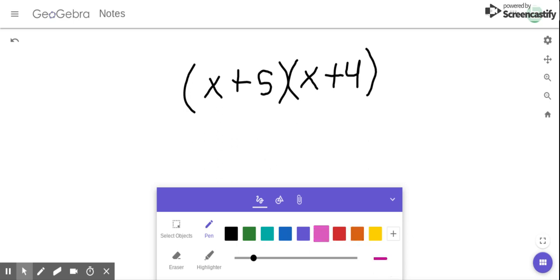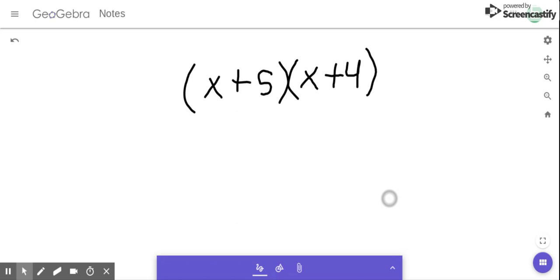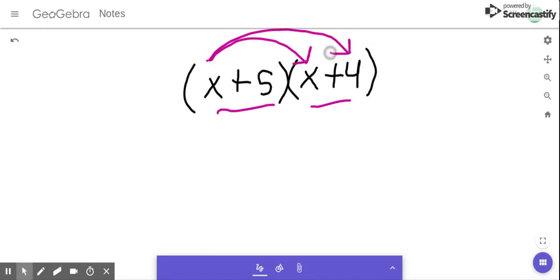Okay, so when we're multiplying a binomial times a binomial, so this has two terms and this has two terms, we're going to use something called double distribution. So really what we need to do here is we need to take the x, this first x, and we need to multiply it by this x and also by this 4. So when I do that, I get x squared. X times x is x squared, and x times 4 is 4x.